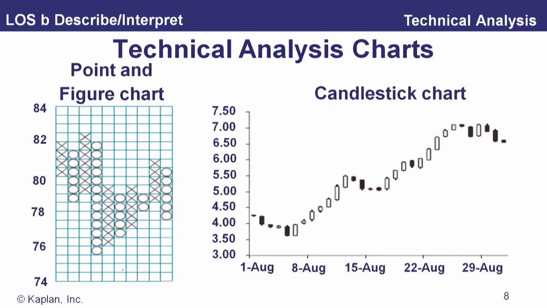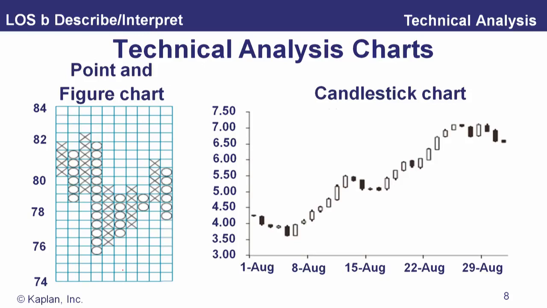Here are some other ways that technical analysts have found to analyze price movements. On the left, we have a point and figure chart. We've got X's when those stocks are going up and O's as they go down. And when they reverse and go back up, we start doing X's again. And when they start going down, we go to the next column.